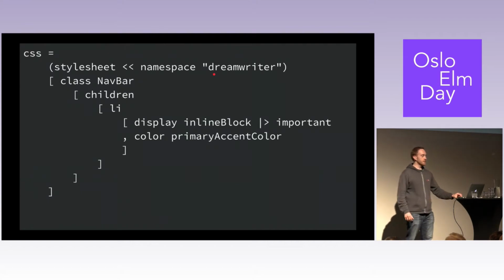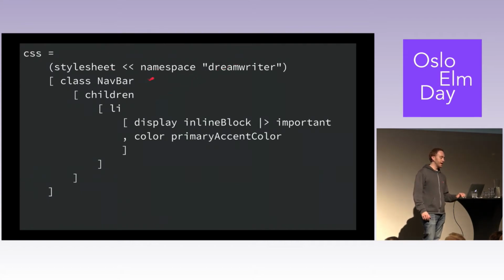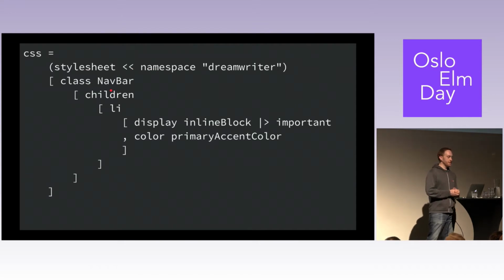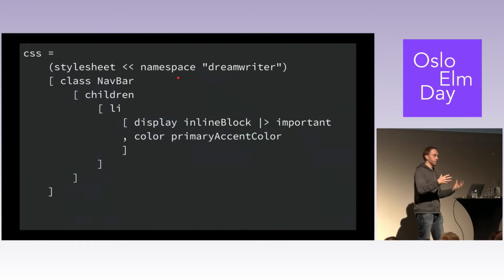So you specify this namespace string, and it just prepends that namespace to all the classes in the style sheet. Basically, as long as you have a different namespace for each section of your styles, they won't stomp on each other. They'll end up with different prefixes when they actually get emitted to CSS. They'll all be fine. So that's one thing that was a little bit different.